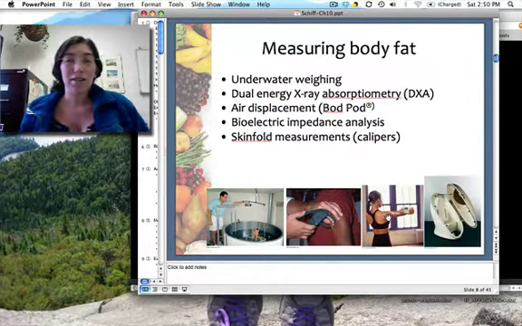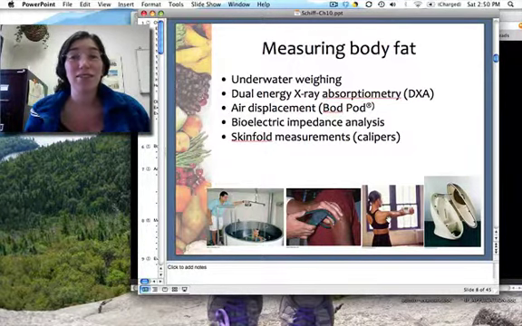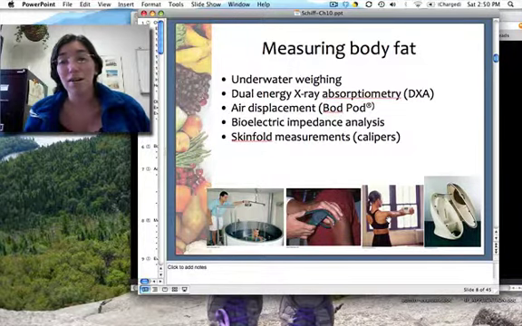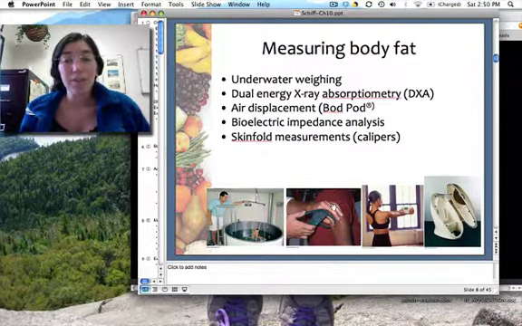But it's not always perfect. It can be dependent on your hydration status. If you're dehydrated, you're going to get a different reading than if you're well hydrated. Things like that. So it's not perfect.